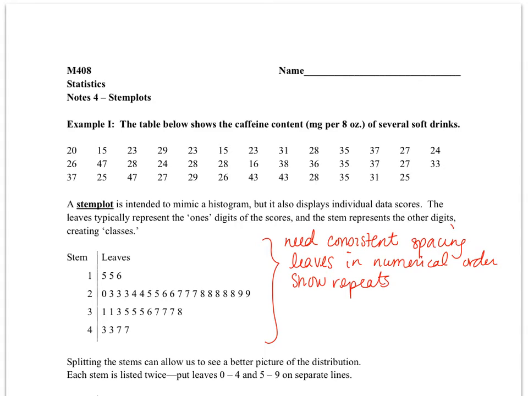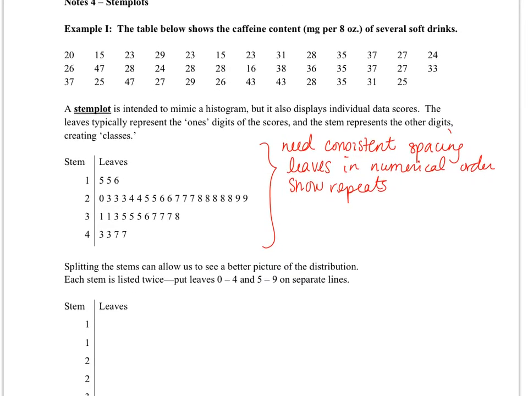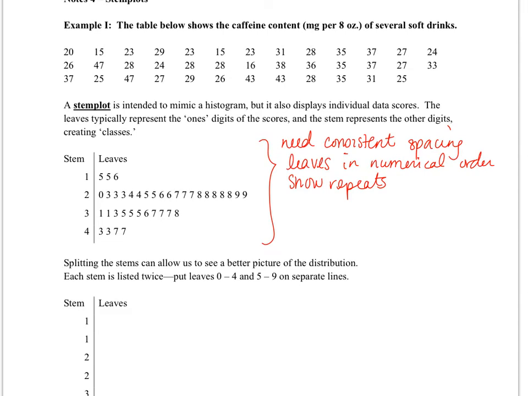Today we are going to study what it means to create a stem plot with a given set of data. If we look at example 1, we can see all of the amount of caffeine per several soft drinks. What you'll see when you look at the stem plot is a series of stems and leaves. When we look at this, the stem is typically the main digit, such as the tens place, the hundreds place, etc., and the leaves are typically the ones digits.